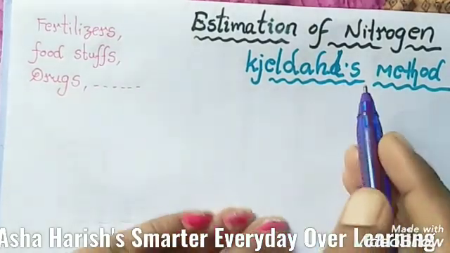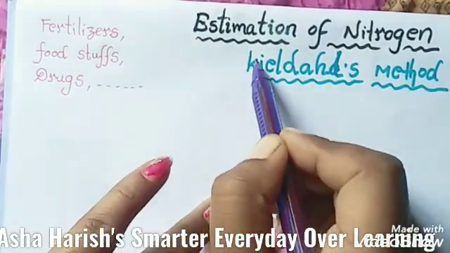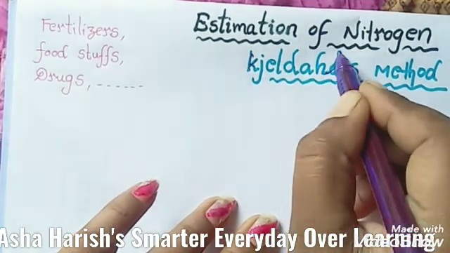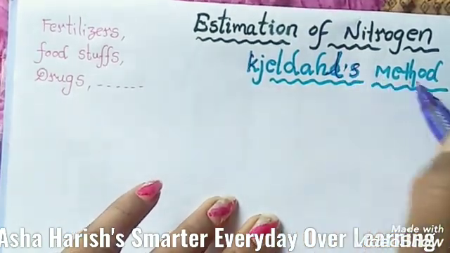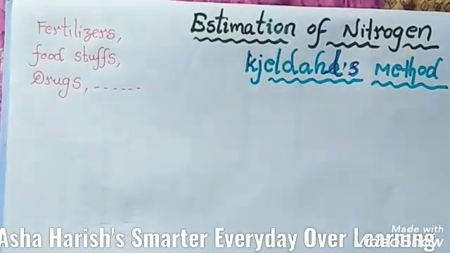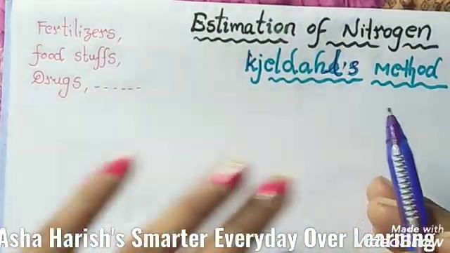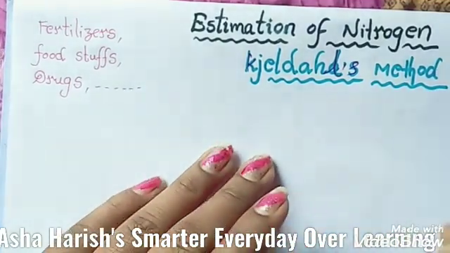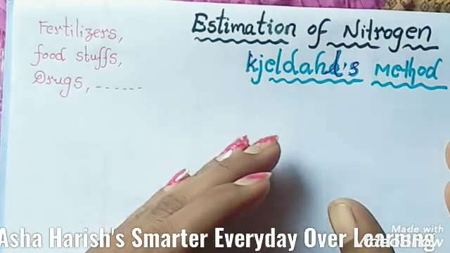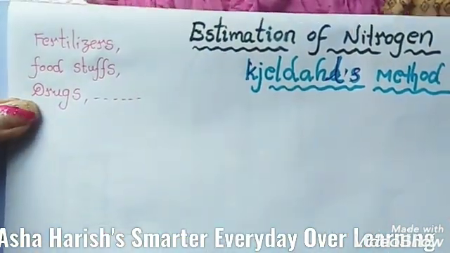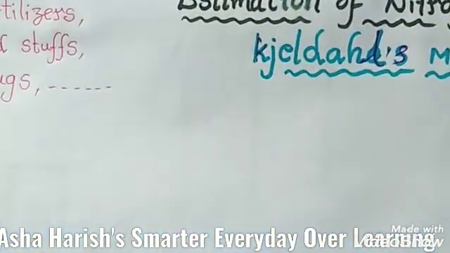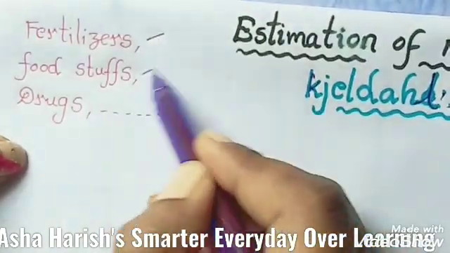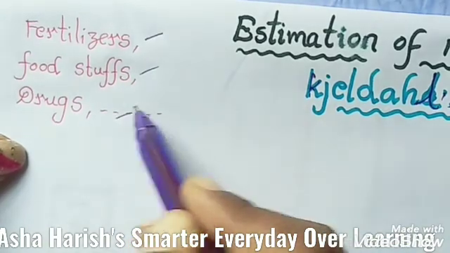Here you can see the K is silent; the correct pronunciation is Kjeldahl's, spelled K-J-E-L-D-A-H-L. This is a more convenient and simpler method for the estimation of nitrogen, and is largely used for the estimation of nitrogen in fertilizers, foodstuffs, drugs, etc.